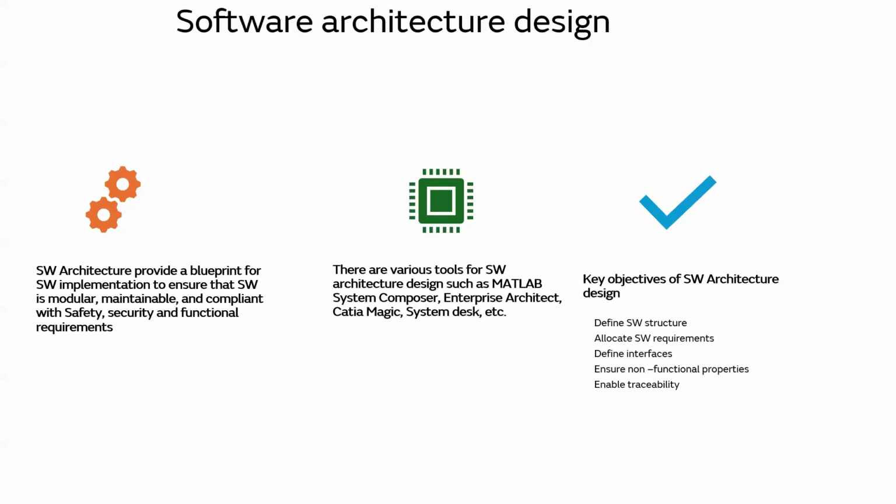Functional properties have been met, and there's the traceability. So traceability is the key. The software architecture needs to be traced back to the software requirements, and it needs to be traced to the system architecture as well.